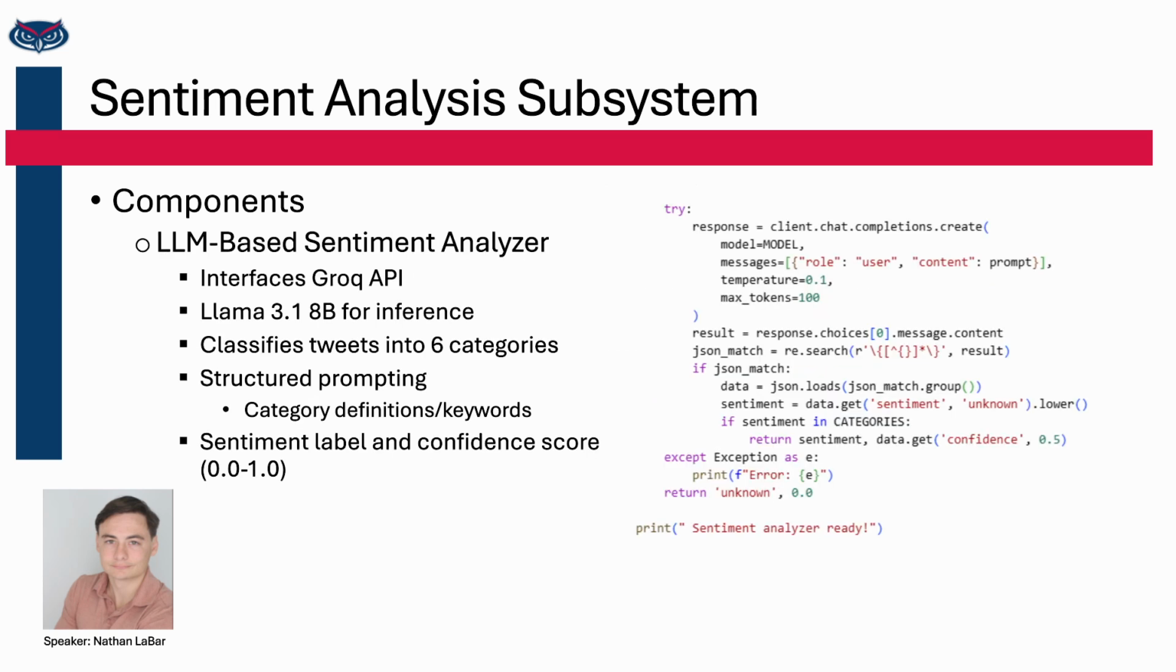Our sentiment subsystem is fully LLM-based. We use Groq's API to run the Llama 3.1 8B model, which gives us fast inference for large text datasets. Each tweet is classified into one of 6 emotional categories. These categories come from prompts that provide clear definitions and keywords, so the model knows exactly how to interpret ambiguous or emotionally charged language. For each tweet, the model returns both a sentiment label and a confidence score from 0 to 1. This gives us a measure of certainty behind each classification.